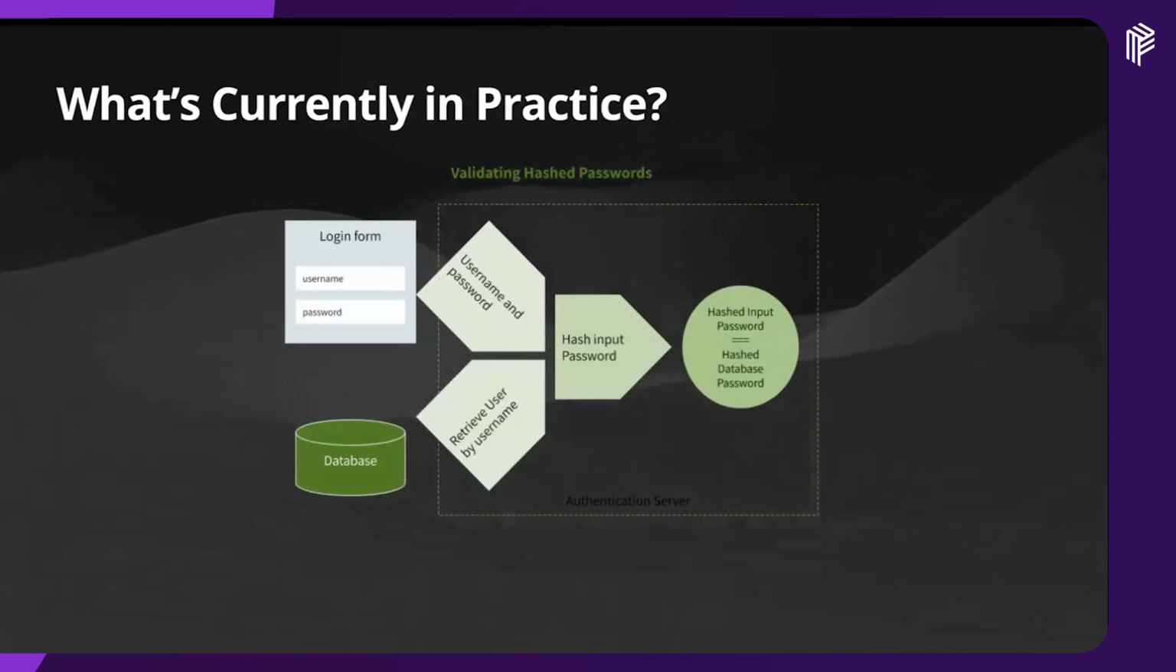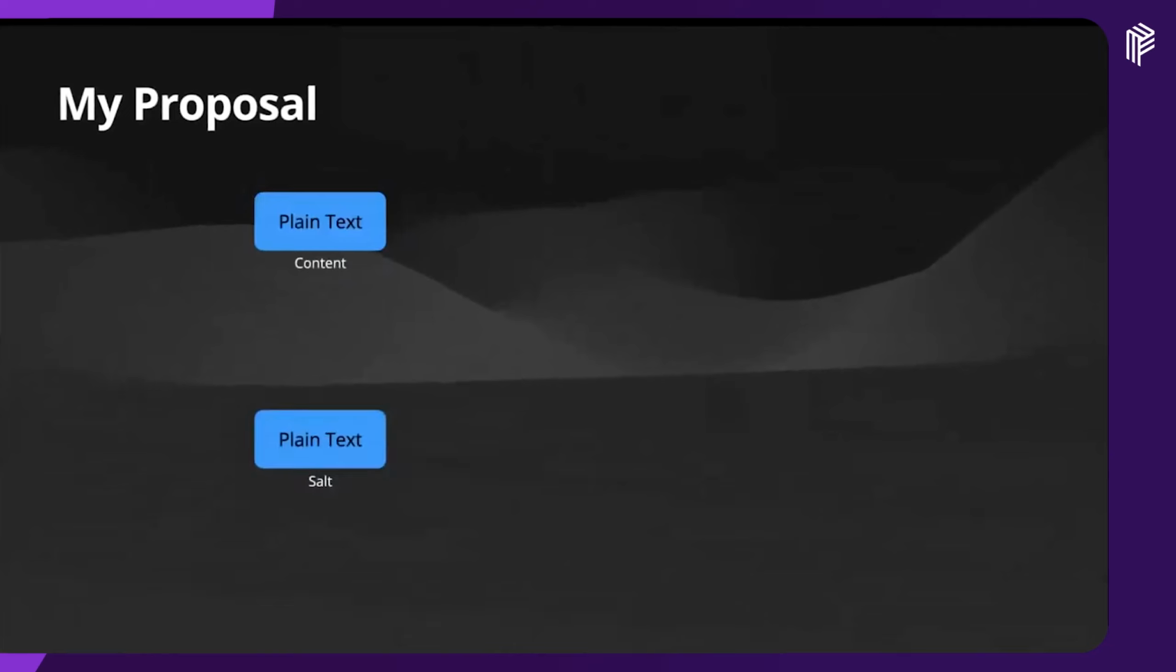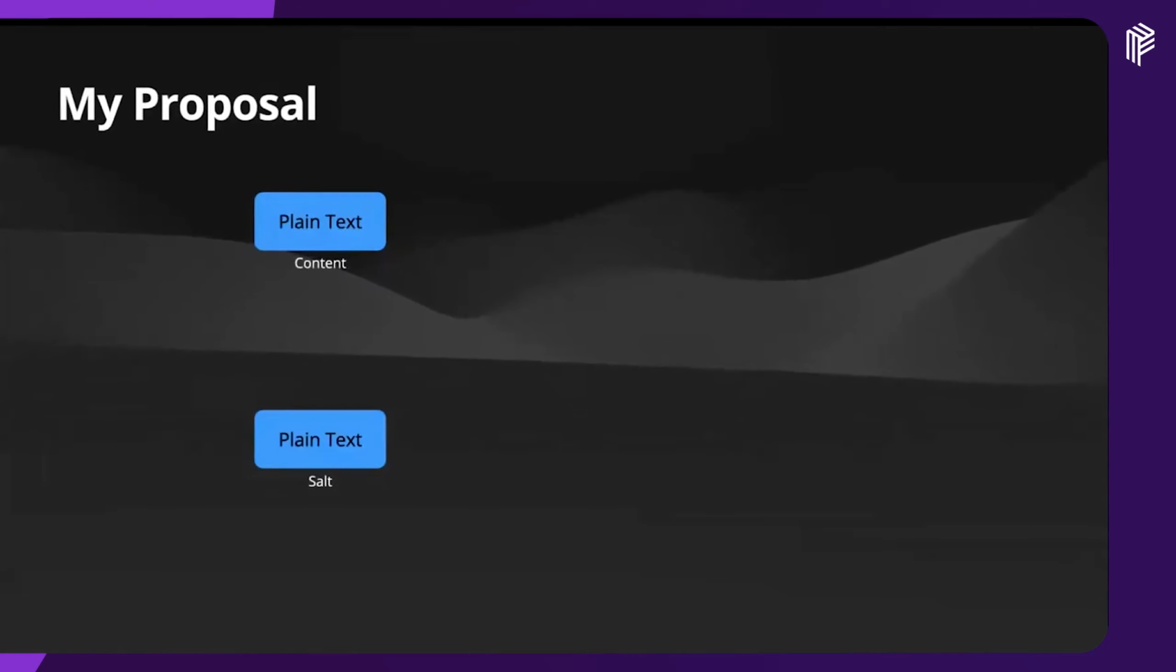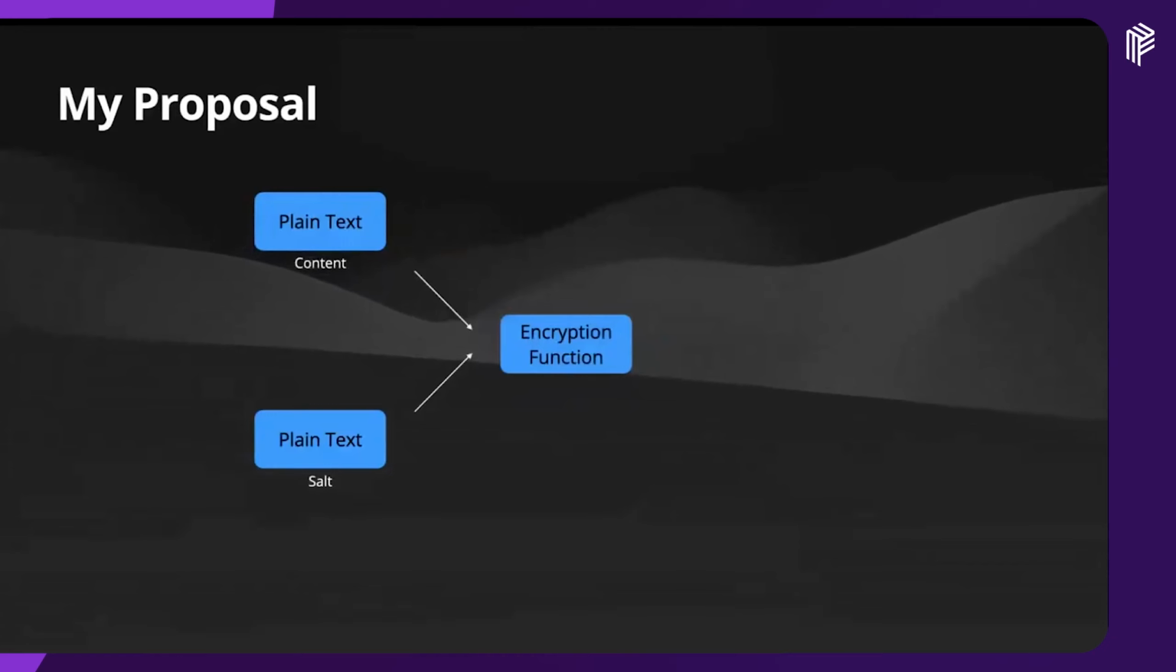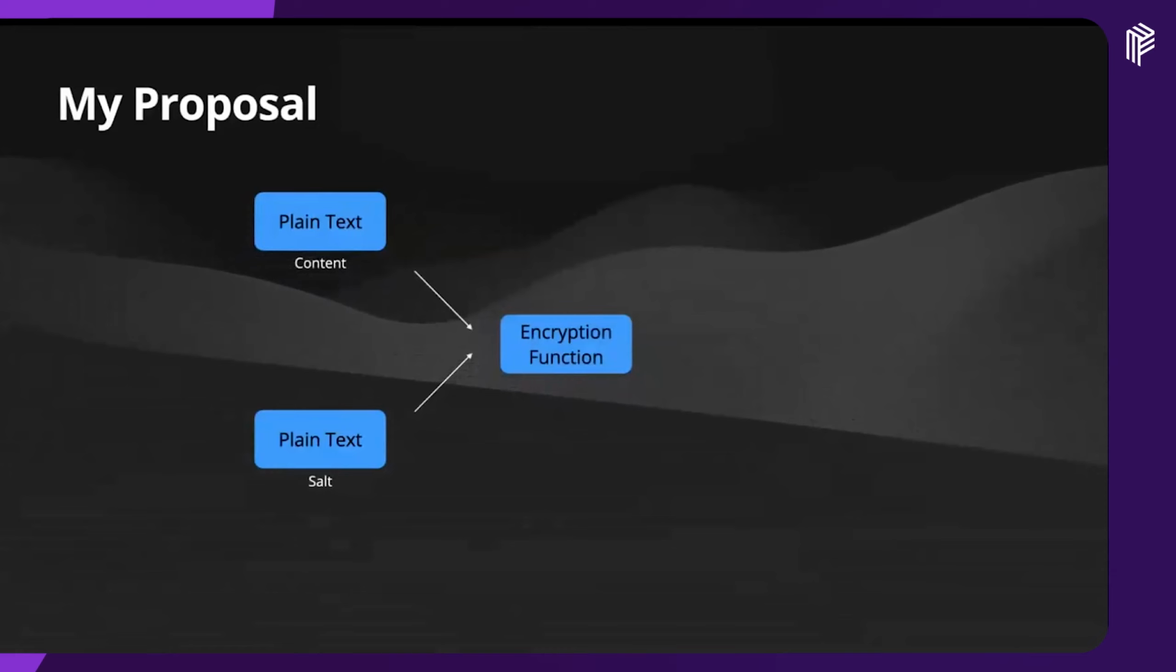So what if, okay, this is going to be my proposal here. You still have the plain text, but we are using the same plain text as the salt as well. So if we have both plain text and salt, and give it to the encryption function, whatever we are using is a simple encryption function that takes in a salt and a text.